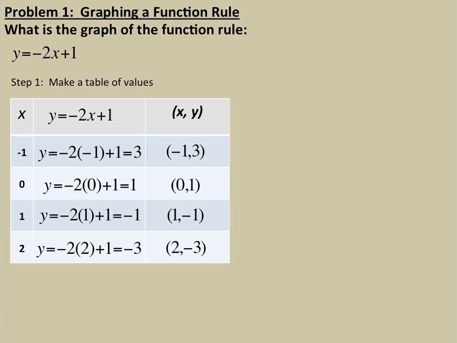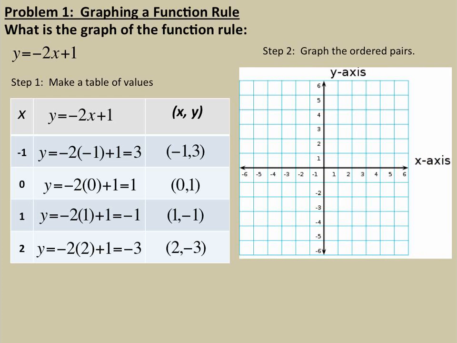Alright, now, once I have that table, all I have to do is plot those points onto the graph. So just graph the ordered pairs. So whenever I graph, I remember my x-axis goes side to side, and my y-axis goes up and down. So I have all these points. First number side to side, second number up and down. Negative 1, 3 would be right there. Left 1, up 3. Start at 0, 0, negative 1, 3.